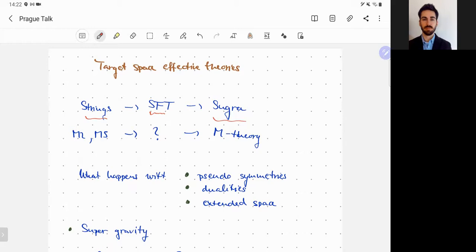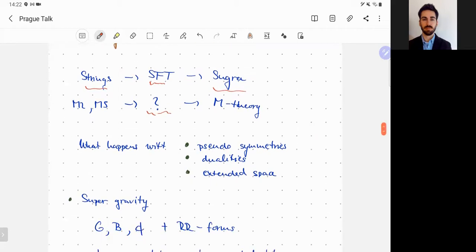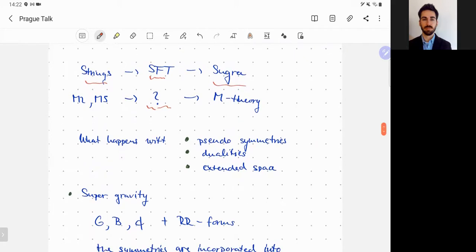And for M theory, this line of thought of going to SFT and then supergravity is to this day unknown. What is the full SFT analog of the fully quantum second quantized M2 and M5 branes? So we only know this low energy M theory action, right? As I was saying, there were these three things occurring which were interesting and different from normal geometries: the pseudo symmetries, dualities, and extended space, which I didn't talk about.